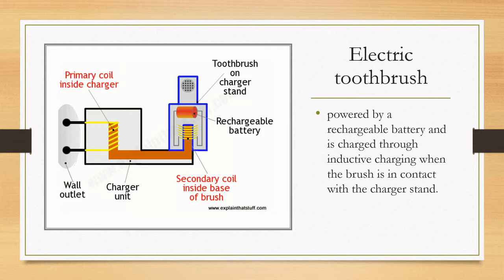First, the current from the wall outlet will flow through a coil inside the charger, which is this one. This will create a magnetic field. When the toothbrush is later in the charger, like you can see here, this magnetic field will induce a current on the secondary coil, which connects to the battery of the toothbrush. Then, this current will later recharge the battery of the electric toothbrush.